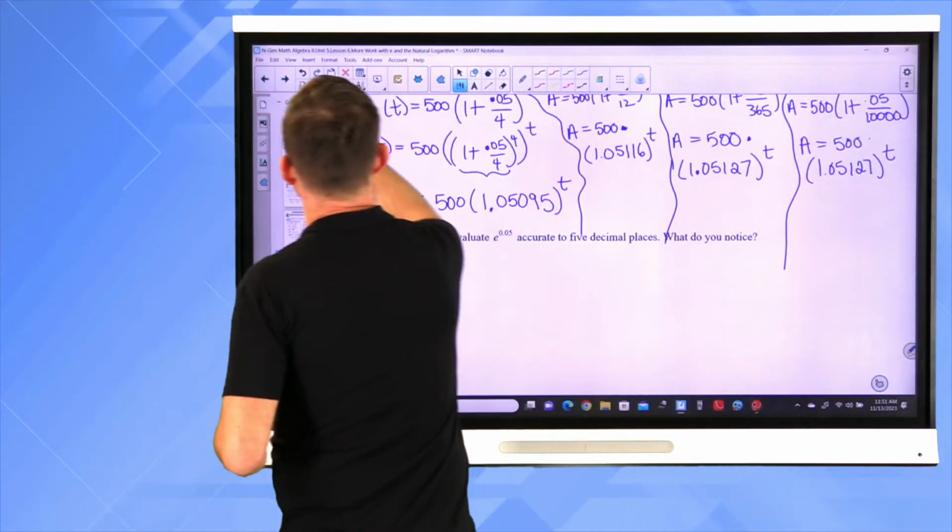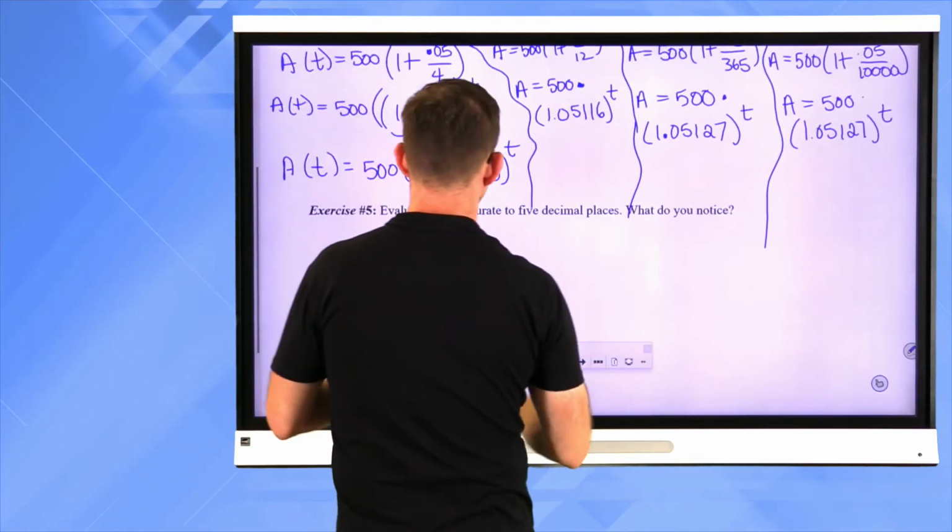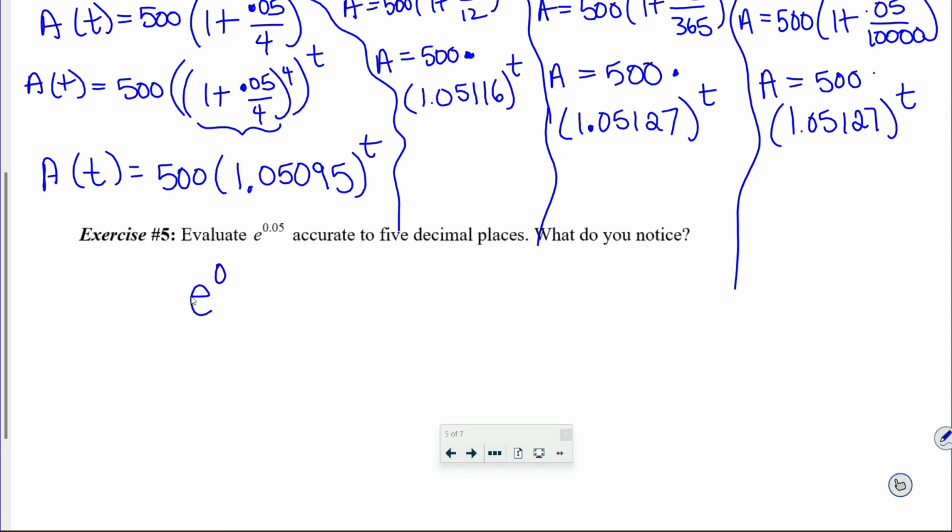So what am I going to say? I'm going to say e to the 0.05, accurate to 5 decimal places, is 1.05127. What do you notice? It's the same base.